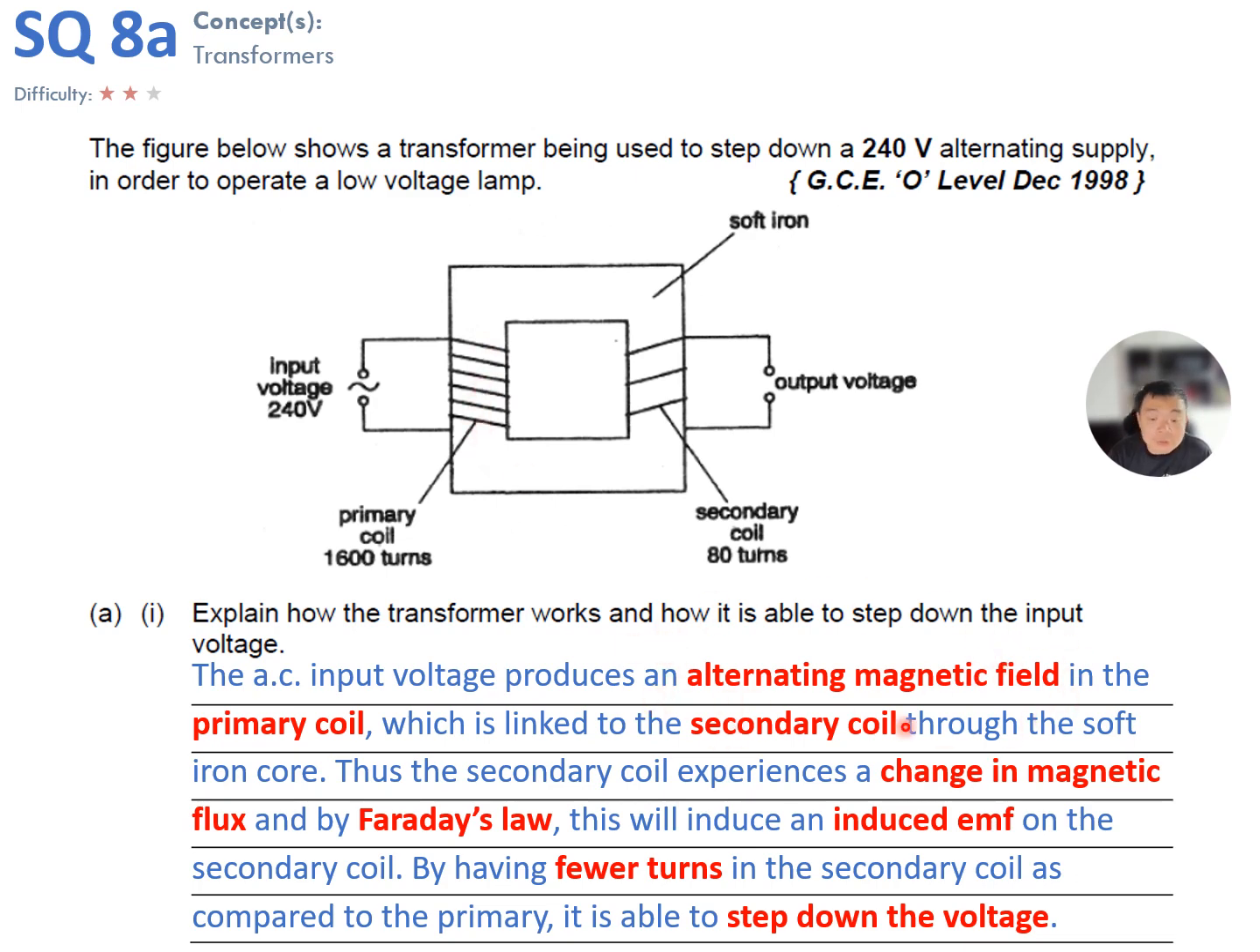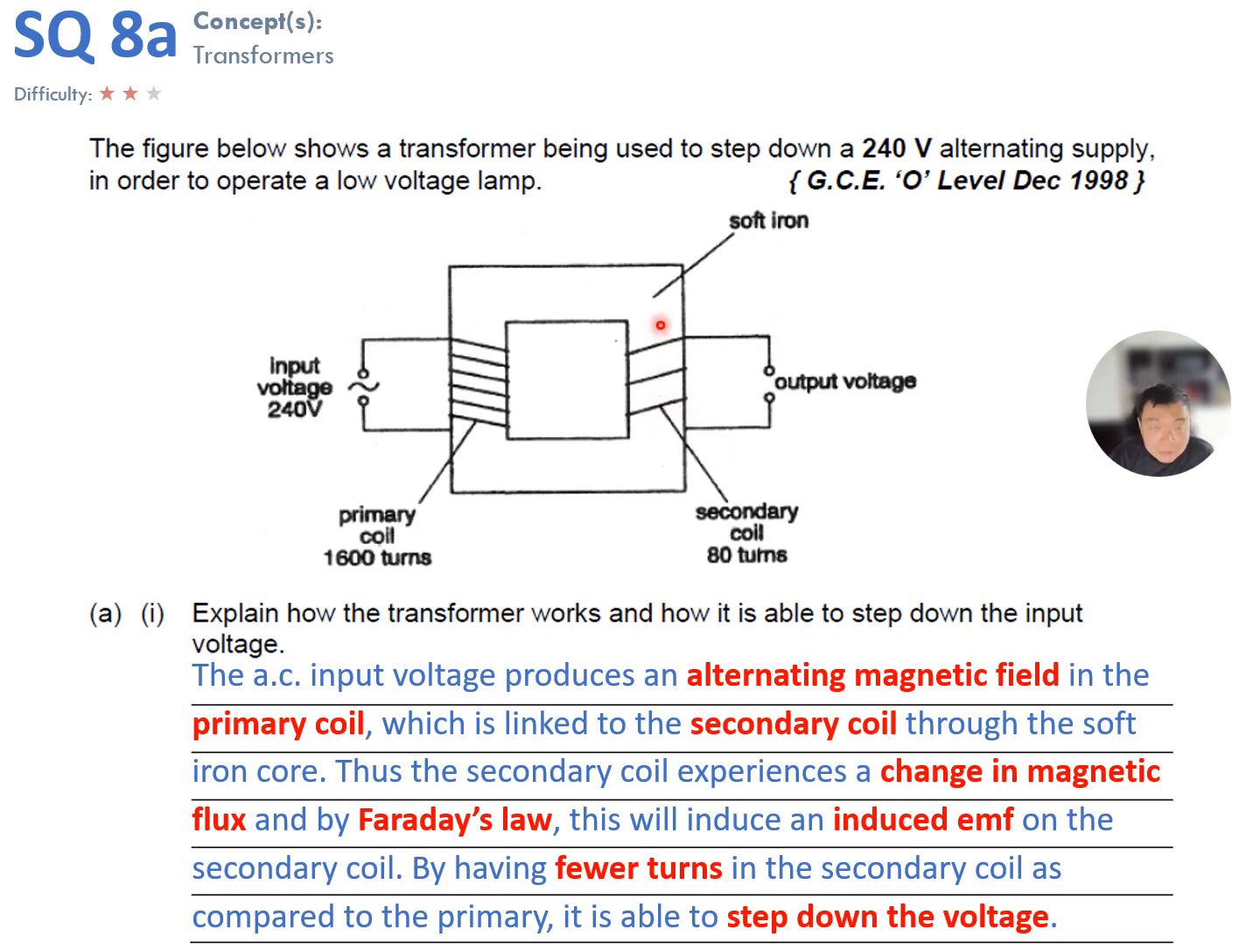And this changing magnetic field is caused by alternating input current. This changing magnetic field is linked over to the secondary coil via the soft iron core, and therefore the secondary coil can now experience the change in magnetic flux. By Faraday's law, whenever there's a change in magnetic flux, there will be an induced EMF formed, and if the circuit over here in the secondary part is complete, there will be an induced current that flows.